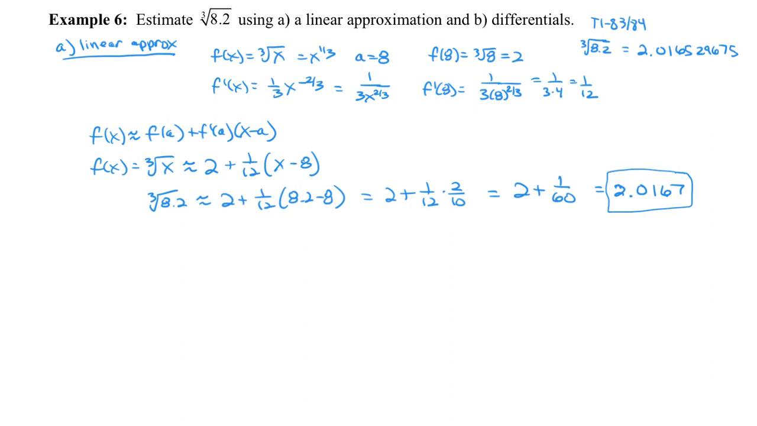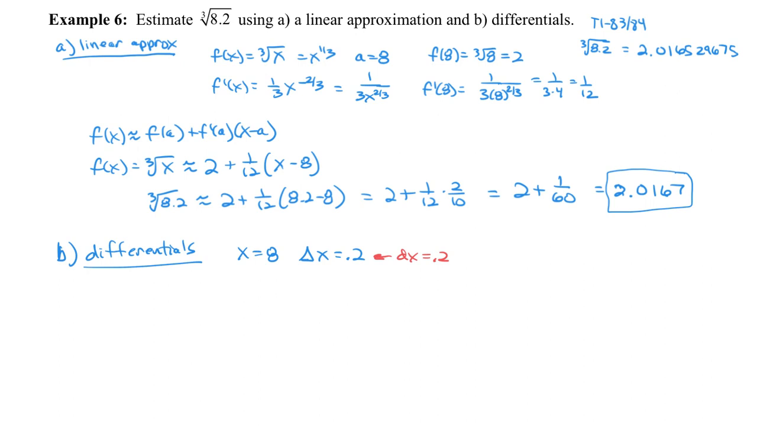So for part B, they want us to use a differential, so let's do that, using differentials. This would be good anyway to do them both, so you can kind of compare them. With differentials, we're going to use the point x equals 8, and then delta x will be 0.2, which of course delta x is the same as dx, so this is also saying that dx equals 0.2.